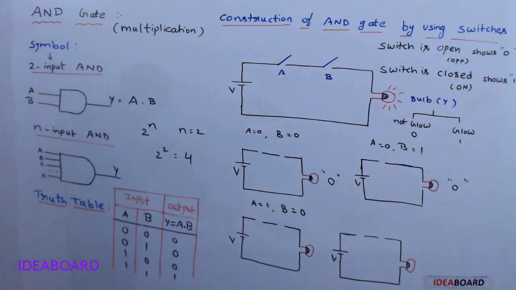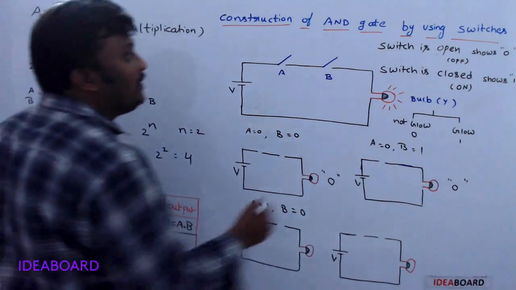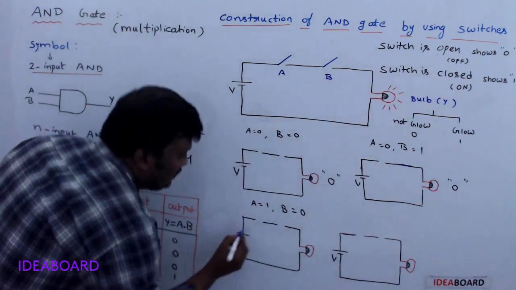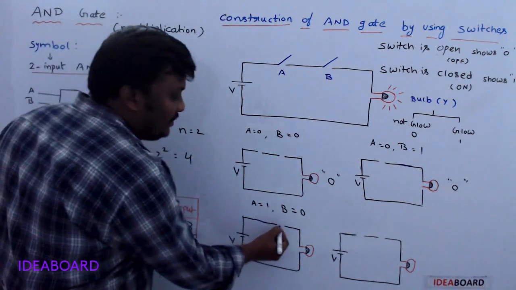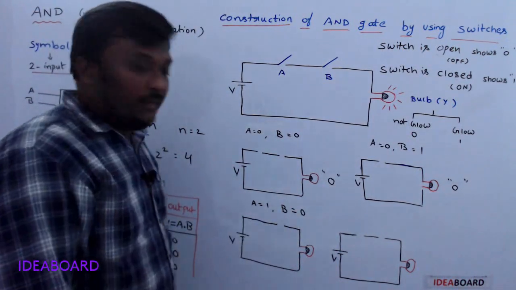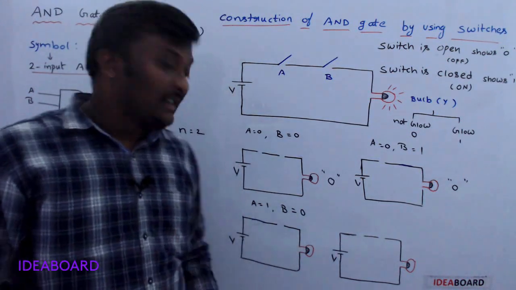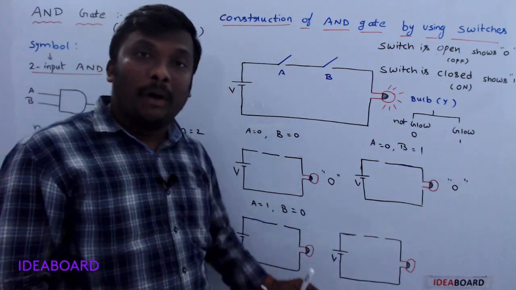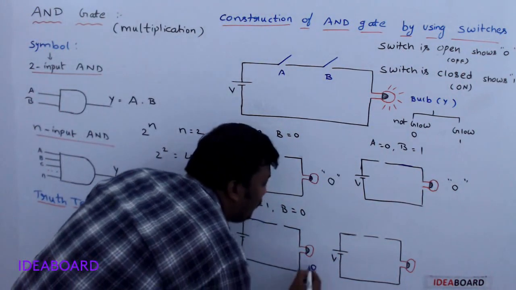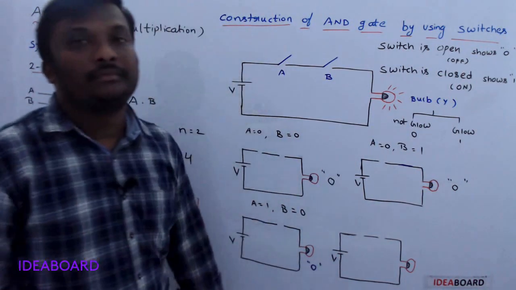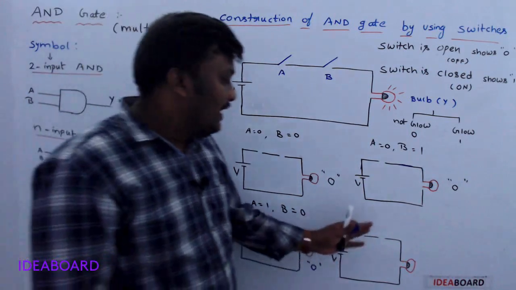Now the third one, A is 1, B is 0. What is the meaning of A is 1? The switch is closed. B is 0, so again the circuit is an open circuit. The bulb will not glow. The bulb will not glow means the output is 0. Understand?